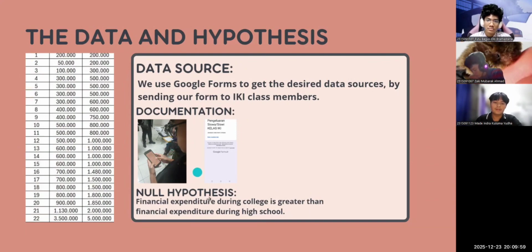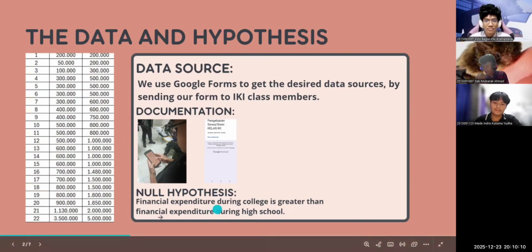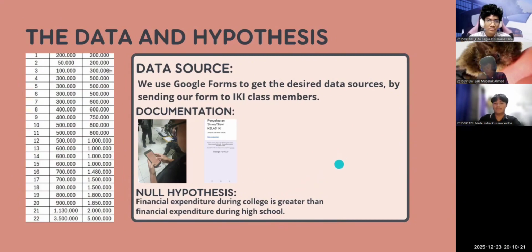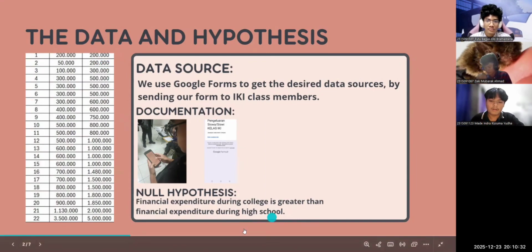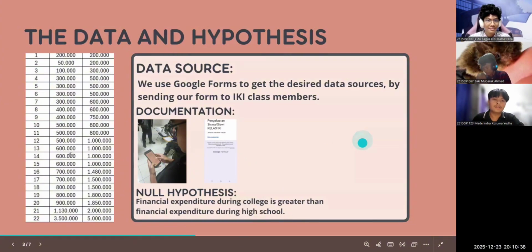that we gave them. So, from here we get a null hypothesis, which is that financial expenditure during college is greater than financial expenditure during high school. It's pretty straightforward, I guess, about the null hypothesis, because it's a no-brainer that the expenditure during college is bigger than high school. So the next one.